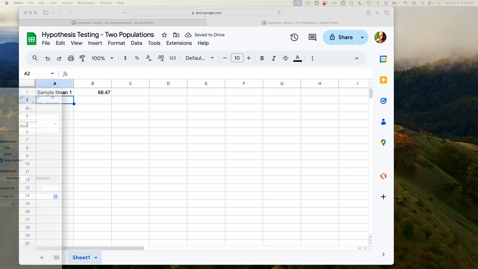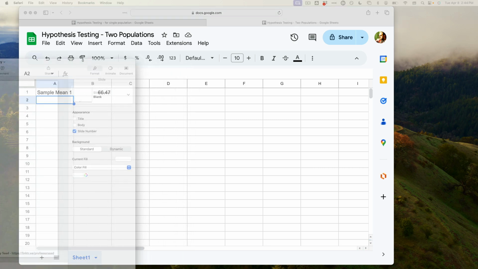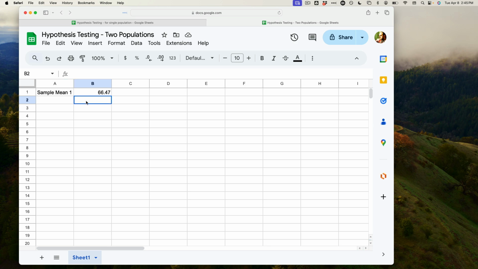And then we have my standard deviation for population 1. So SD1, or standard deviation 1, this is a known sigma. Actually, let's call this here known sigma. Okay, and in this case we had 8.05. And N1, or sample size 1, and that was 41.